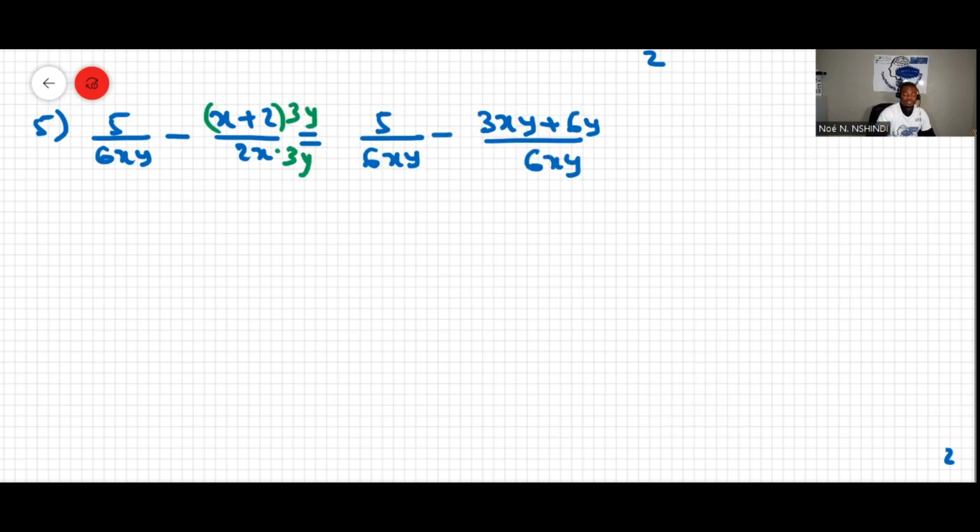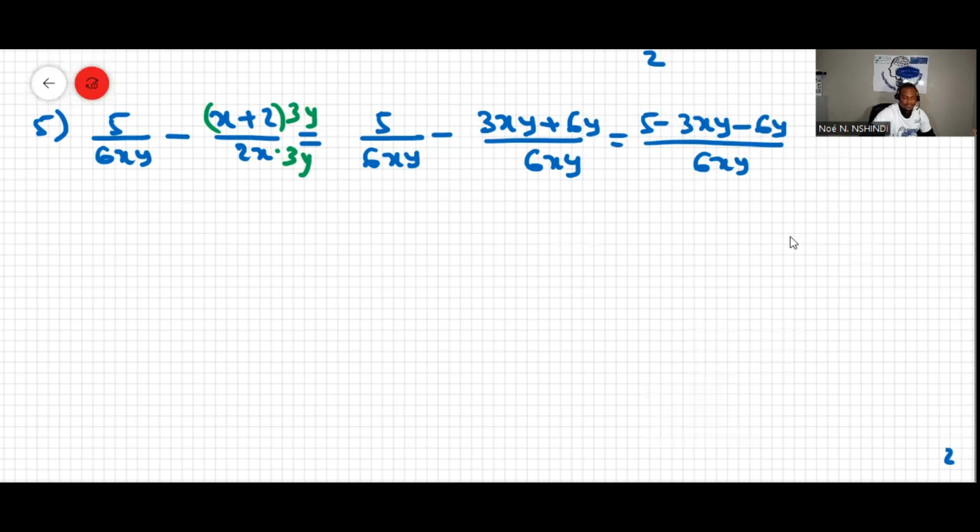Now we can combine the fractions. The numerator is going to be 5 minus, careful here, 5 minus 3xy. Usually students forget to say this also becomes negative 6y over 6xy. Note this: the negative sign in front of the fraction bar makes everything in the fraction negative. So it's negative 3xy, and then negative and positive will make negative, negative 6y as well.